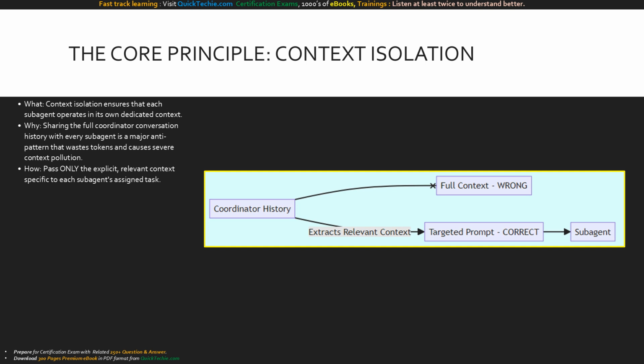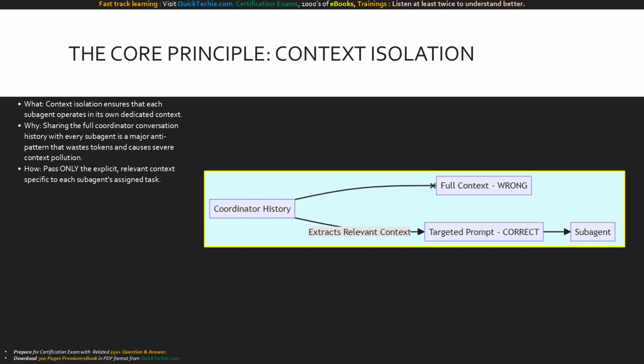A critical concept heavily tested on the exam is context isolation. Never share your coordinator's full conversation history with your subagents. Doing so is a catastrophic anti-pattern that wastes tokens and pollutes the subagent's working memory. Instead, you must explicitly carve out and pass only the context that is directly relevant to each subagent's specific task.